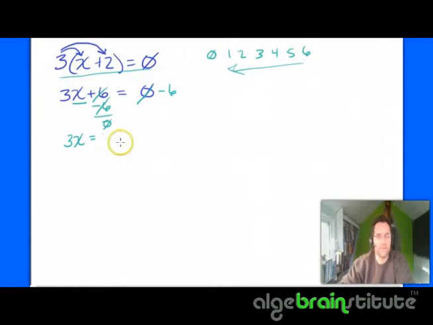Erase that. Write it a little neater. 3x equals negative 6. Now we still haven't technically solved for x yet. X still has an unknown value. So what can we do? Well, we have 3x equals negative 6. I can get this 3, or this coefficient, away from x by dividing.